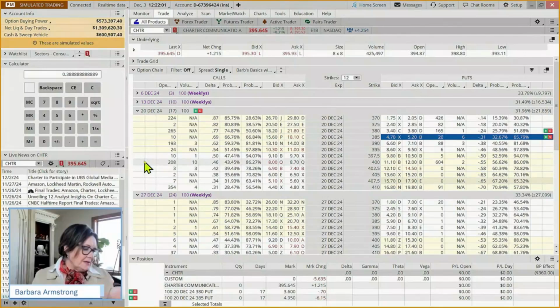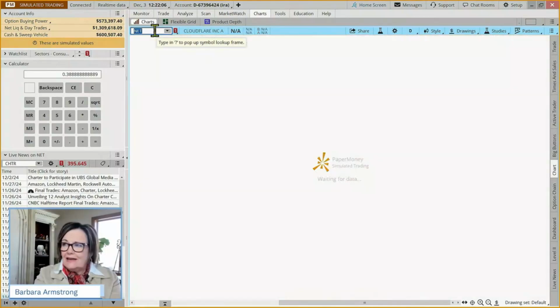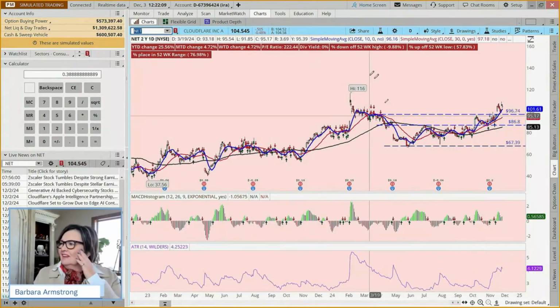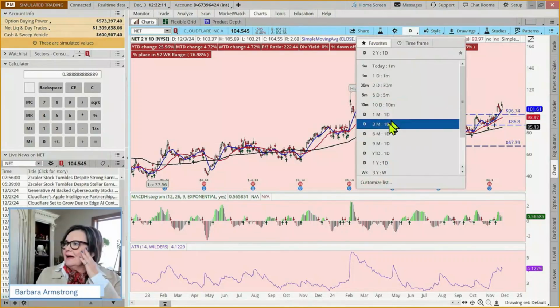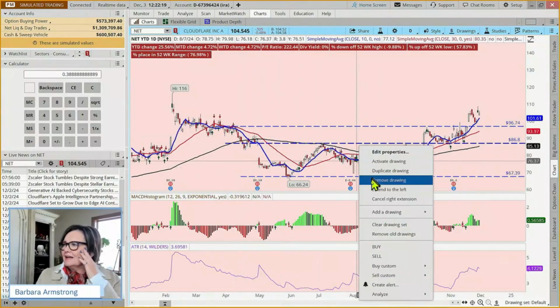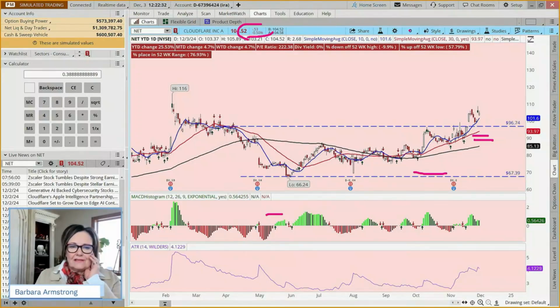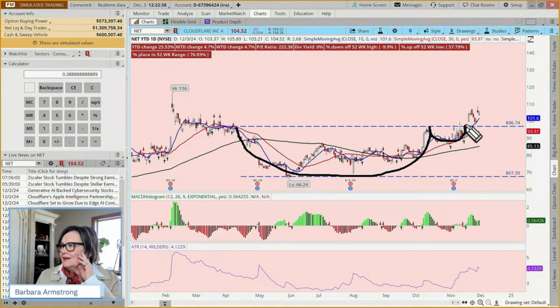So what else might be sporting a cup and handle kind of pattern? Well, here's another one, NET. If we look at NET, maybe this isn't as tidy. I put another line in here, but do you see this? Do you see what I see? Let me just get rid of that. Here's our cup. Here's our handle.